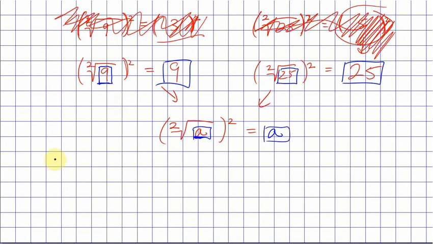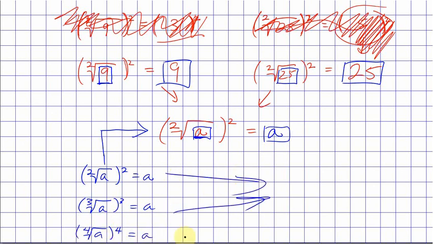So again, to write down this formula, I'm going to write it down here. We have the second root of A, all raised to the second power, is equal to A. Similarly, we won't go through it, but it's a similar line of argument. The third root of A raised to the third power is also equal to A. The fourth root of A to the fourth power is equal to A.